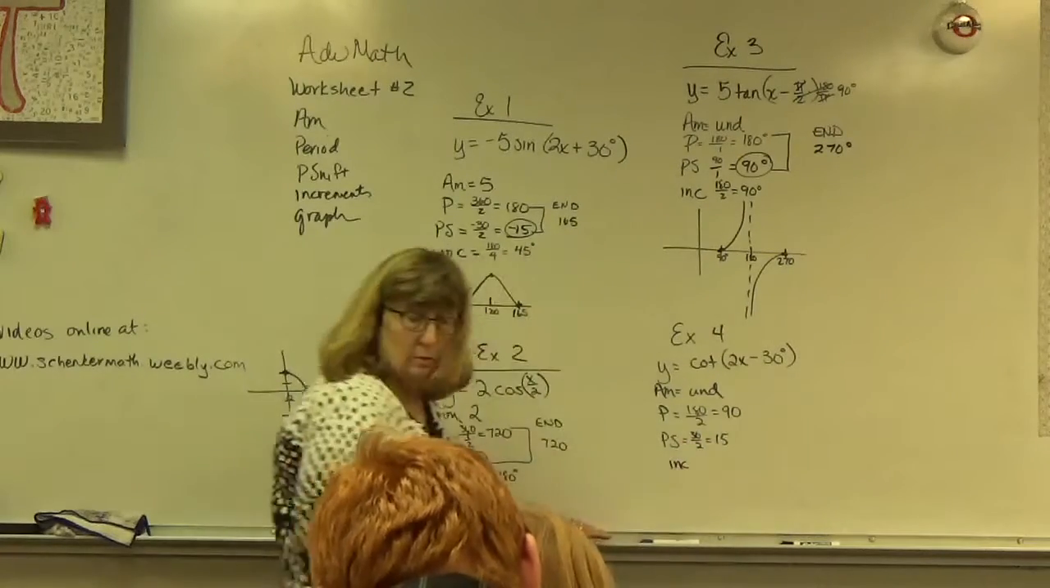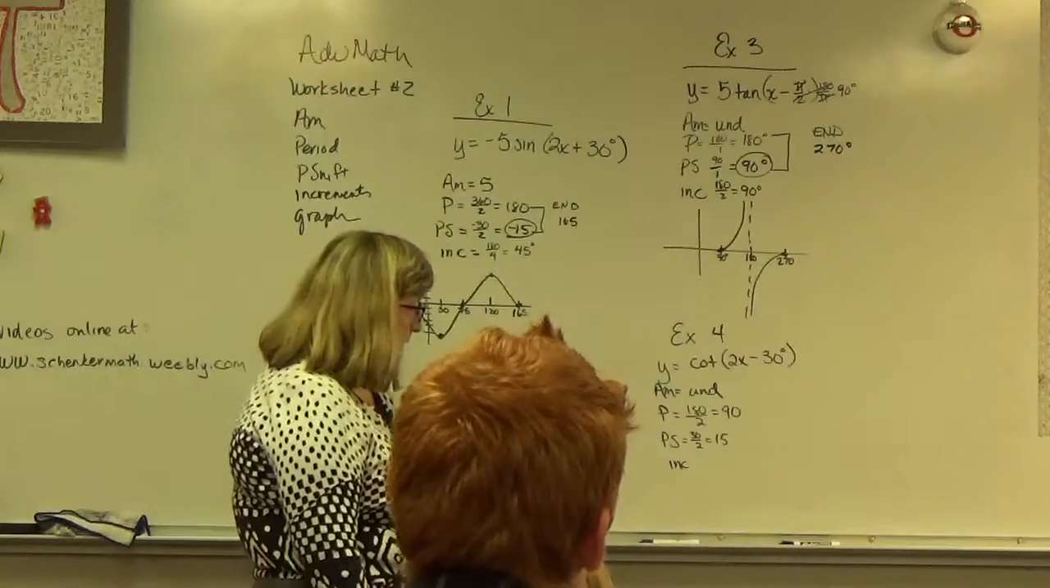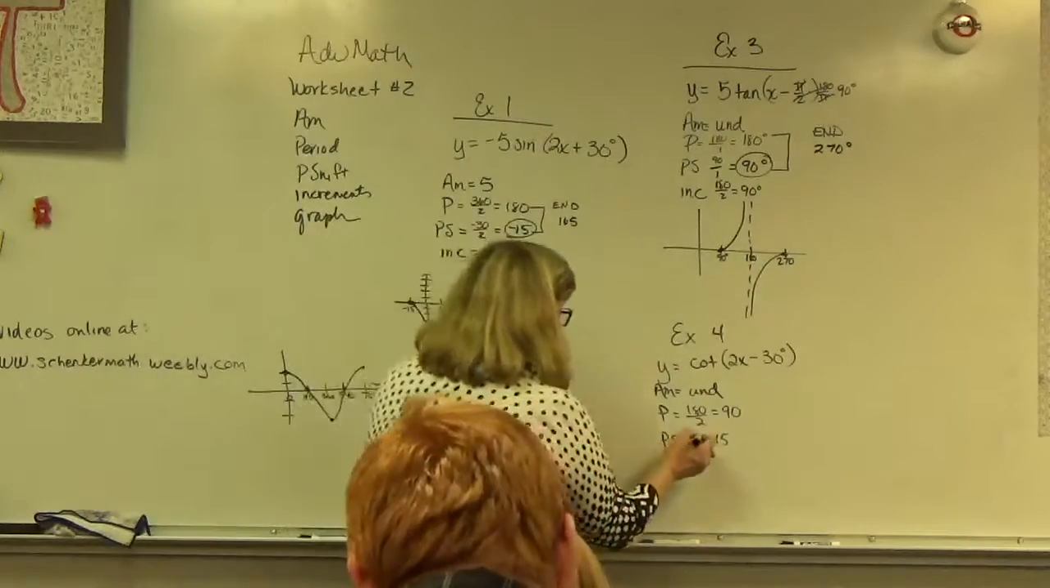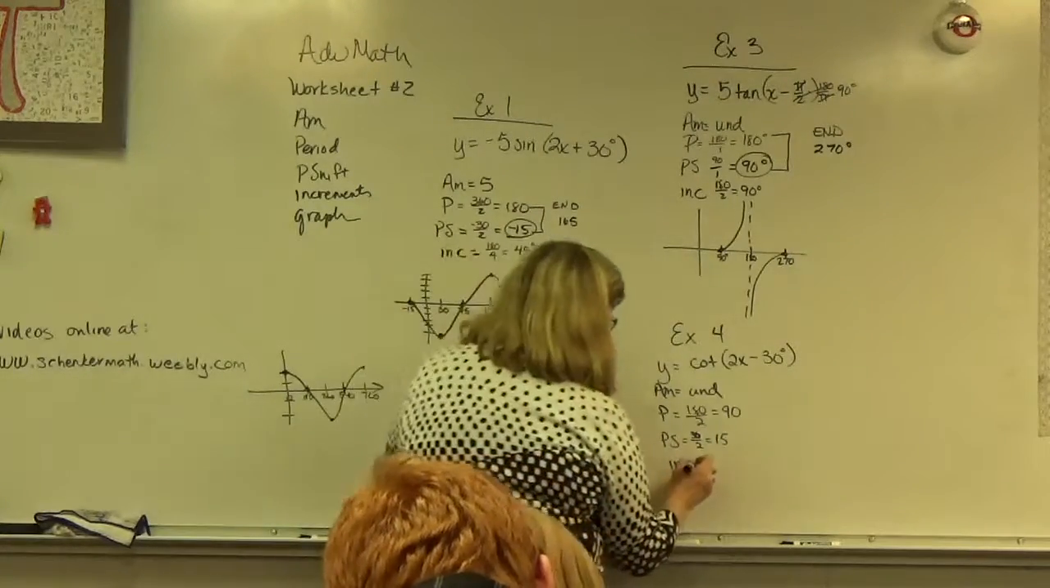Increments? Taylor? So is that a 30? Yes. 30? Okay. Yeah, that's a 30. It may look like a 6. Jaylee, what would we do for increments? 90 divided by 2. 45.